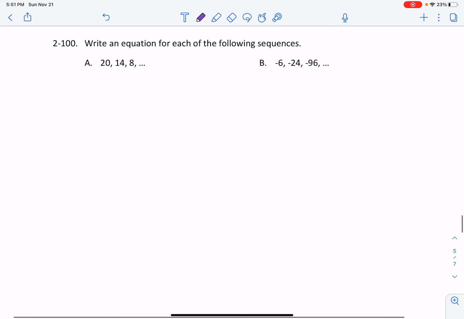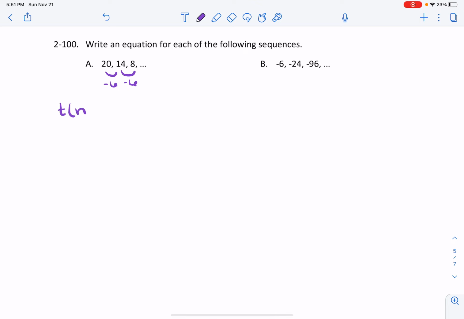Okay, and then 2-100, write an equation for the following sequences. So here I can see that they're minusing 6 each time. So that tells me it's going to be arithmetic, which is this formula here. So because it's minusing 6, and then what would have been the 0 term? Well, that would have been 26, so I'll put plus 26.